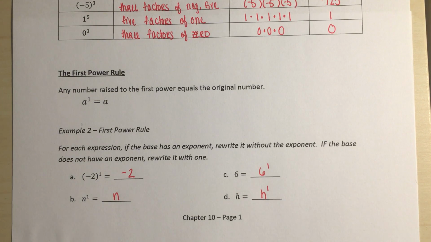So as we're going through some of the next sections, any number raised to the first power is equal to that original number, and we're going to use it going a couple of different directions. Sometimes we may be simplifying and getting rid of that exponent. Sometimes we may be writing that 1 in there to help us do some other calculation or other type of problem.